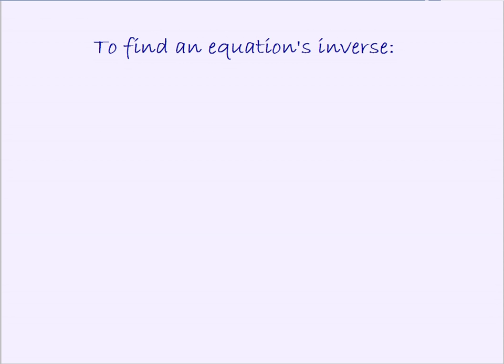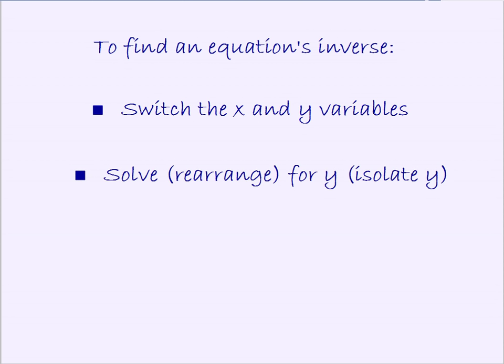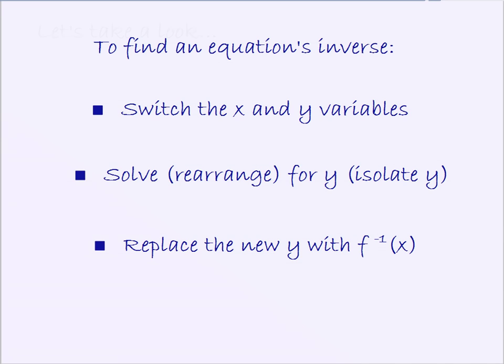So, important parts to put into your notes today. To find an equation's inverse, you first of all switch the x and y variables. Then we solve, otherwise known as rearranging for y, also known as isolating y, getting y by itself, and then replace your new y with the inverse function notation. Let's take a look at how that happens.